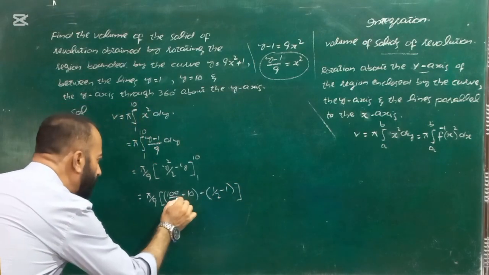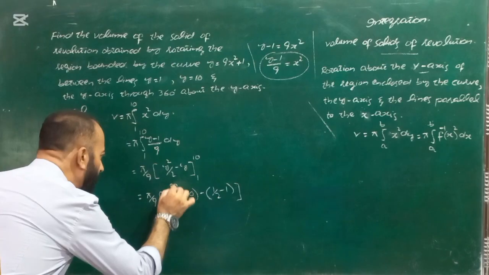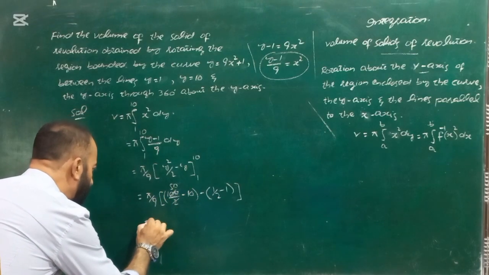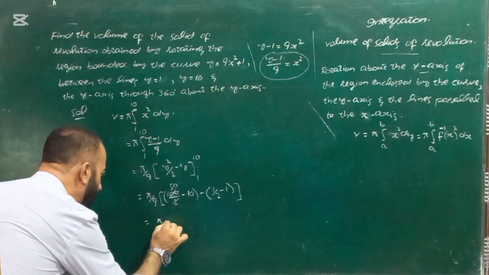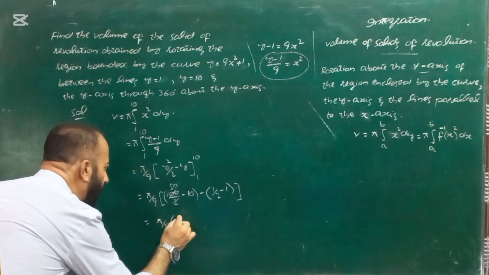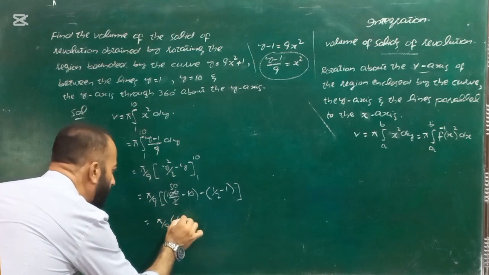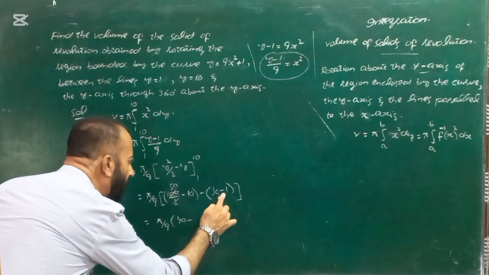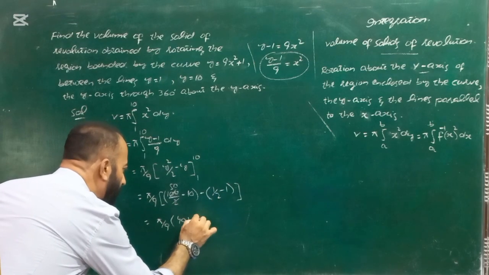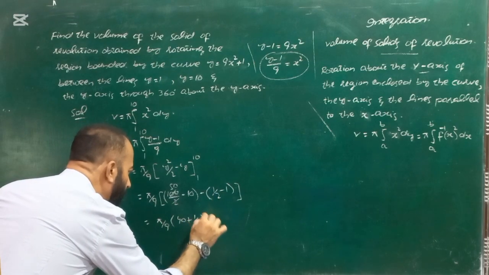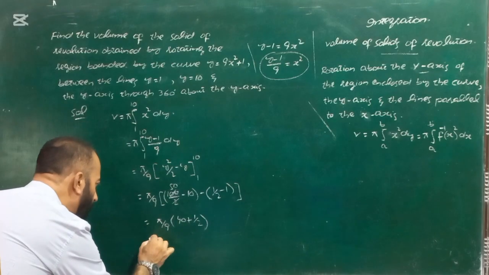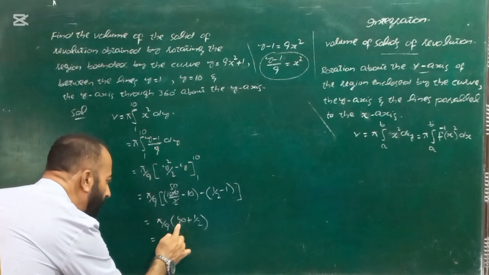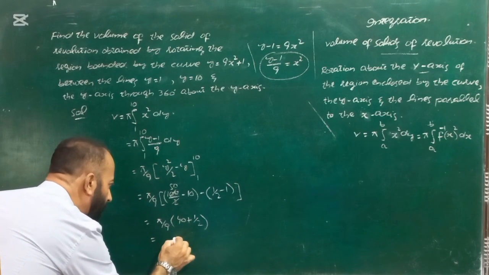Okay, from here 2 fifties are 100, and 50 minus 10 is 40. So pi by 9 is 40 minus, and this will be minus 1 by 2, so it will become plus 1 by 2. So it will become 80 plus 1, 81 by 2.